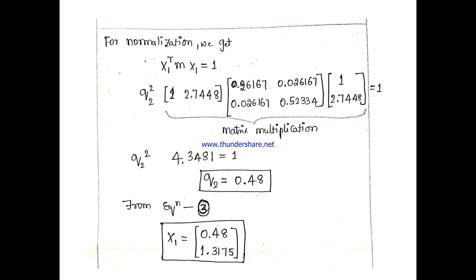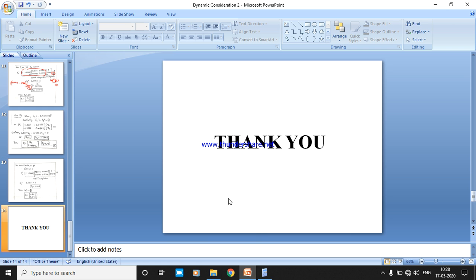Okay, fine. Next, normalizing: x transpose m x1 is equal to 1. The same multiplication that I explained in the previous case, you do the same, and I will get the Q2 value, again the same thing. So finally I got the eigenvectors. Okay, thank you. So this is how I got the eigenvalues and eigenvectors.